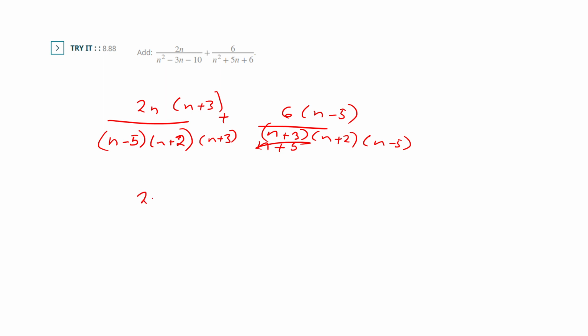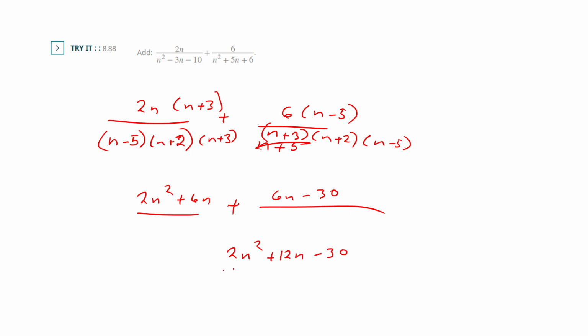I get 2n squared plus 6n. And again, I'm going to save myself writing that LCD. This is going to give me 6n minus 30. Now we combine our like terms, we get 2n squared plus 12n minus 30. And now I'll write that LCD. Remember, the order that you write this doesn't matter as long as all the terms are there. It's the same thing. And there we go.